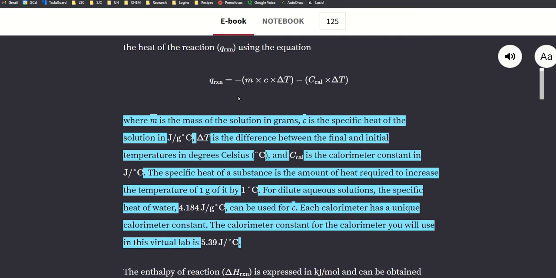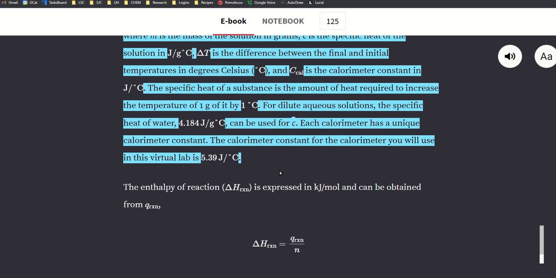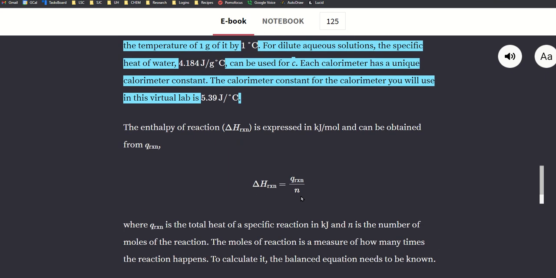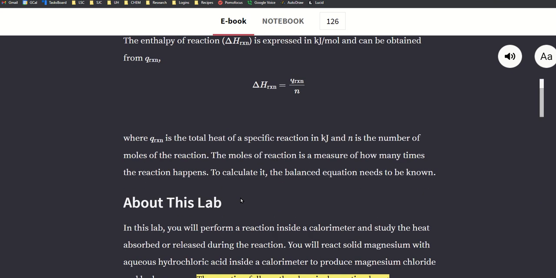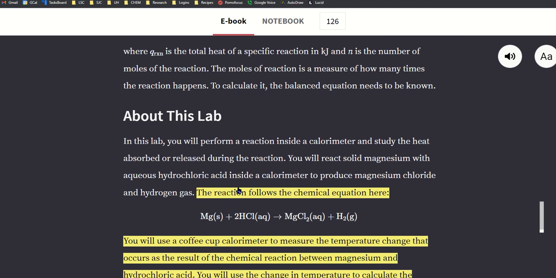Okay, these are your VIEs, your very important equations. This one right here that I just talked about, and this delta H. So keep these in mind. Put a pin on these.